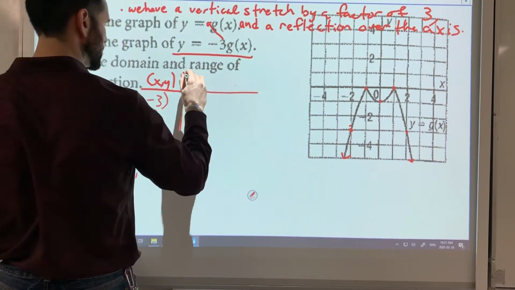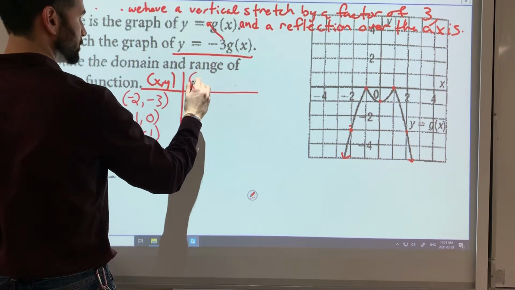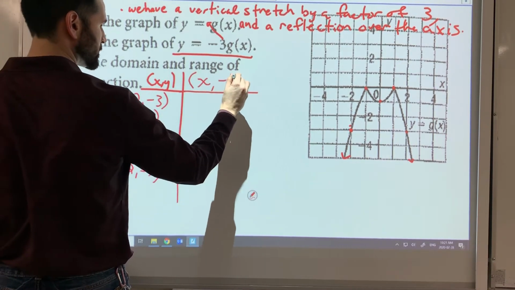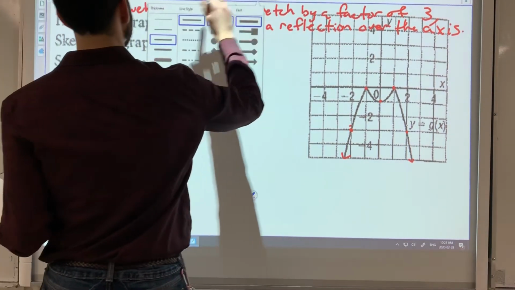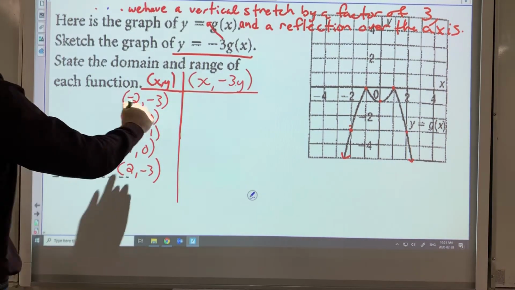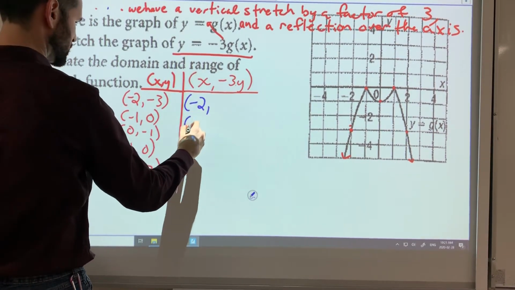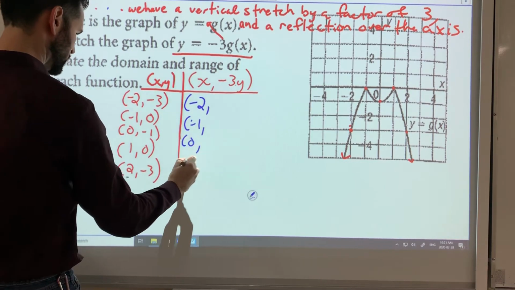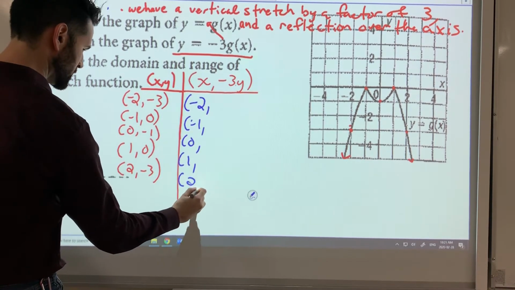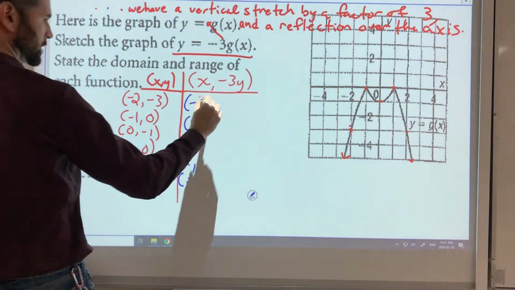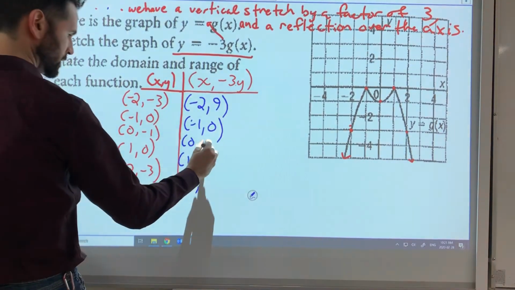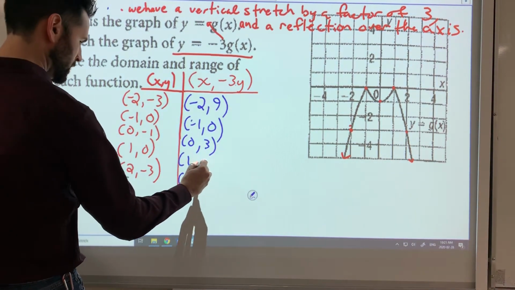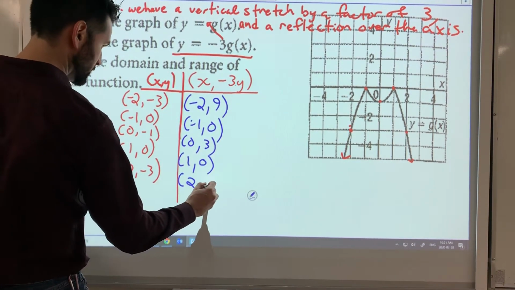What I like to do is write what happens to the point. No change in the x value, but the y value is going to be -3y. So that's the new graph, and maybe I'll do it in blue. You're just going to take all those points. The x values aren't changing, so recopy all the x values. Just multiply the y value by -3. So you're going to get +9, 0, -1 times -3 is +3. You're going to get 0 again, and then +9.